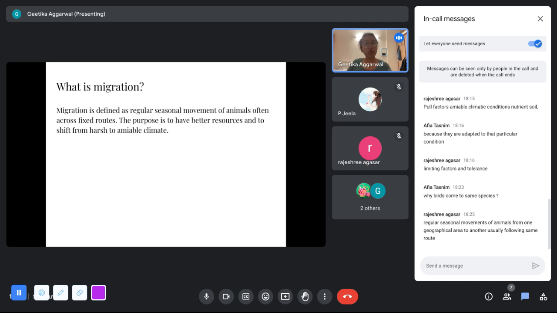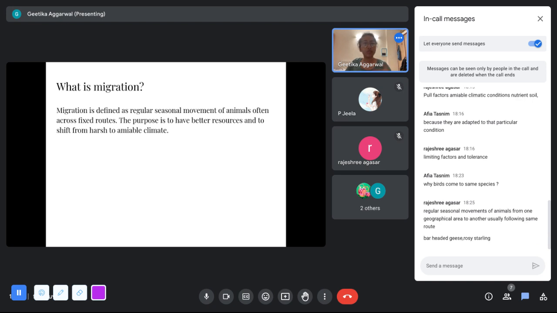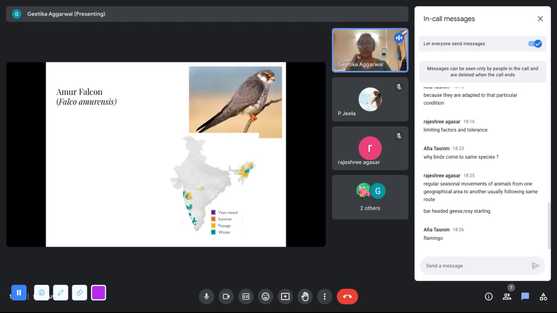So now we'll look at the many bird species which migrate through India or migrate to India, and we'll look at some of these examples. Bar-headed geese, rosy starling, correct. These are some species that migrate through India. So we'll discuss some of these species.